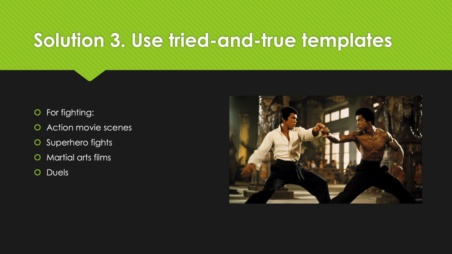So this is, instead of romance novels, now we've got action movie scenes, superhero fights, martial art films, and duels. So this is another one where we're trying to make a picture of Bruce Lee and Muhammad Ali fighting. Now, this torso to me, even though he's got darker skin, looks very much like Bruce Lee's torso. And this guy's face looks kind of like Muhammad Ali's face. This guy maybe looks a little bit more like Bruce Lee. So you can see some of the issues. I mean, this one we could just use InsightFace Swap.